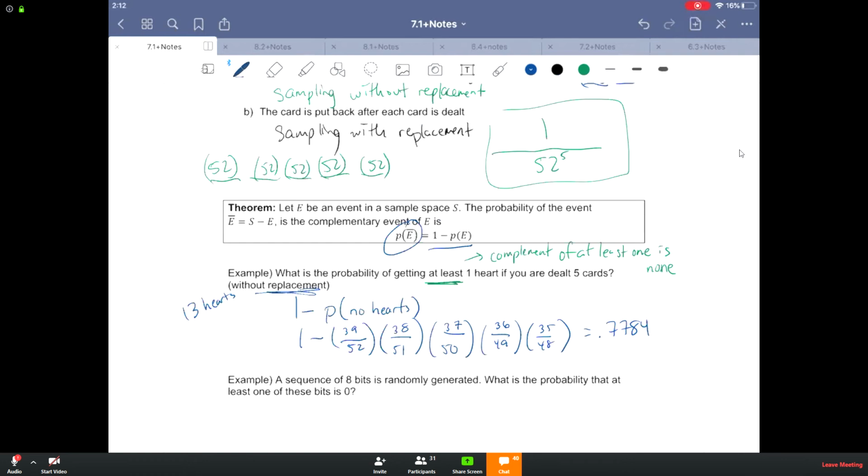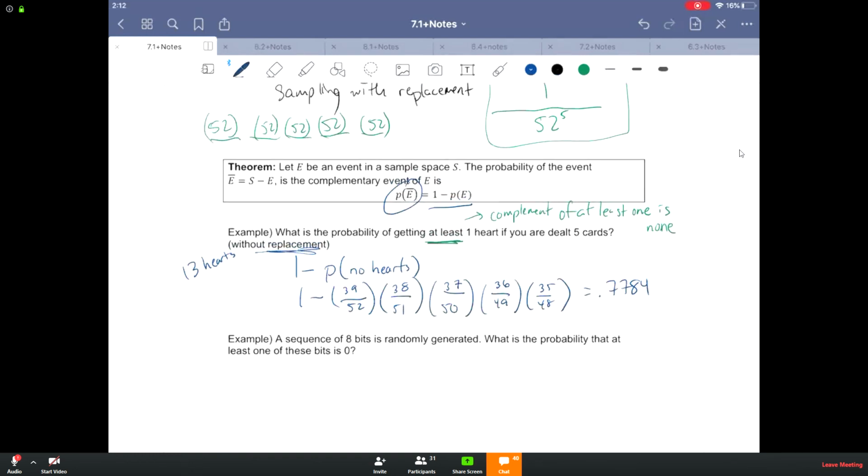All right, so why don't you guys take a second, think about the second one. So a sequence of 8 bits is randomly generated. What is the probability that at least one of these bits is 0?